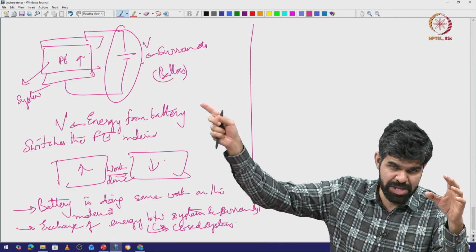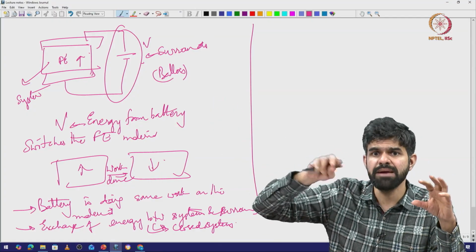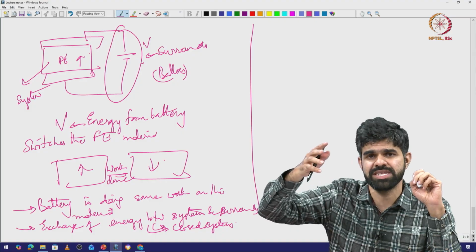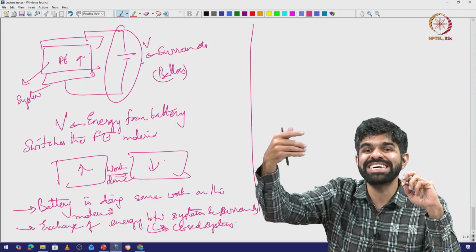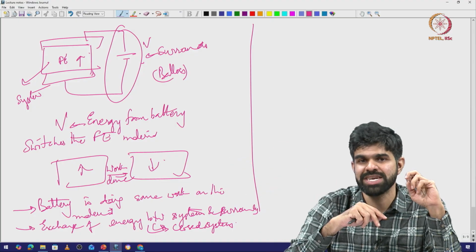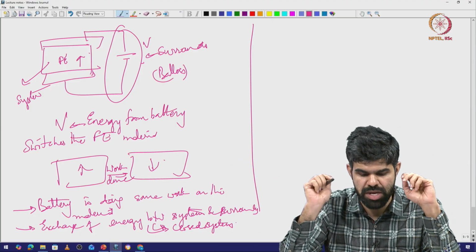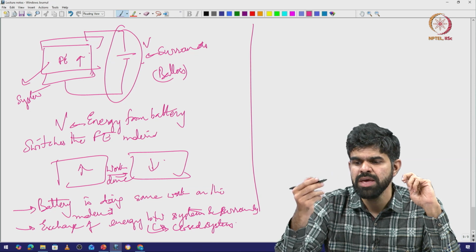The only thing that the battery is used for is to maintain the voltage in the system. So, apply voltage, remove voltage. Give some electrical energy to the system or remove the electrical energy from the system. That is what the battery is doing.